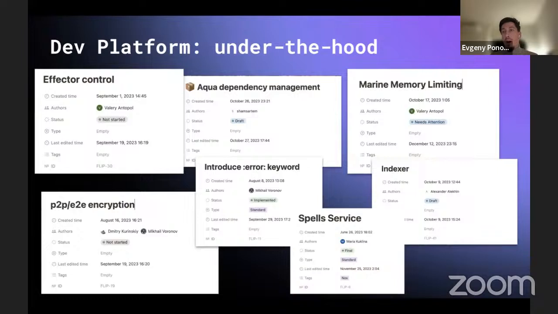Actually, much more has been done on the developer platform under the hood. There are just too many things required to make it all work and to enable this developer experience, which includes Aqua VM, Marine.js, the Fluence node, which is called Nox now, and things like Aqua dependency management via CLI. So there are a lot of things we are working on, and they all go into this developer toolset package.